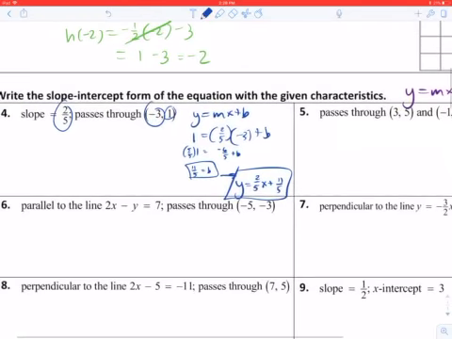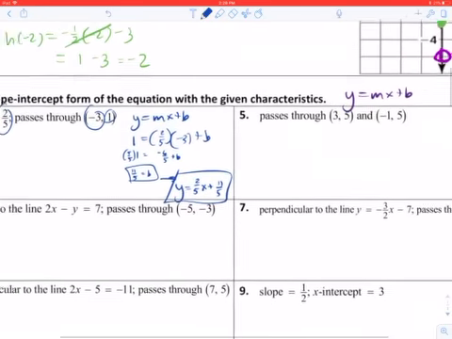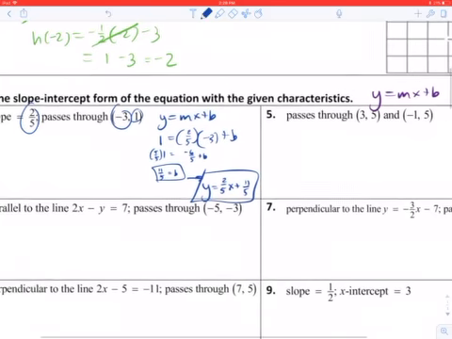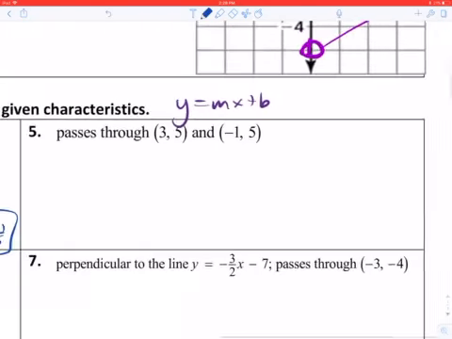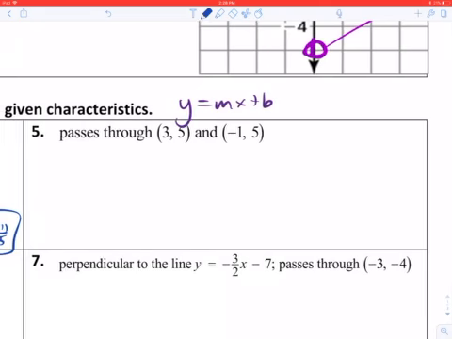This time they gave me 2 points. So it's almost like number 4, except I don't know my slope. I'm going to have to figure out my slope and then use one of the points to get my b. We have a few different ways to do this. You could use point-slope, or you could use slope-intercept form, but let me use this to find my slope: y2 minus y1 over x2 minus x1. Let's make this my x1, y1, and this my x2, y2.